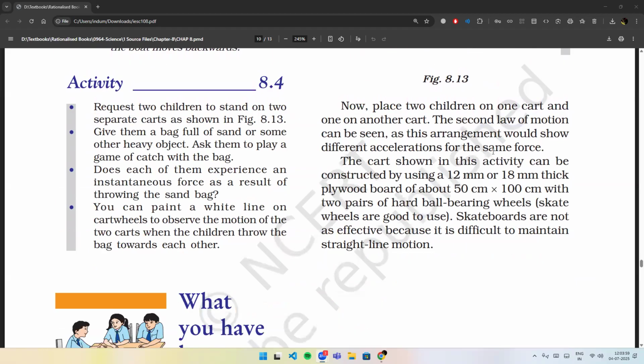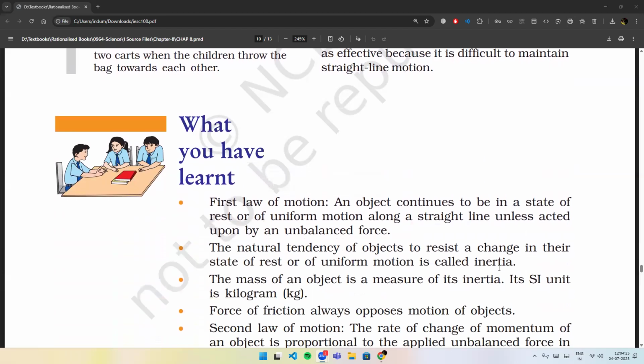Now place two children on one cart and one on another cart. The second law of motion can be seen as this arrangement would show different accelerations for the same force. The cart shown in this activity can be constructed by using a 12 mm or 18 mm thick plywood board of about 50 cm by 100 cm with two pairs of hard ball-bearing wheels. Skateboards are not as effective because it is difficult to maintain straight line motion.